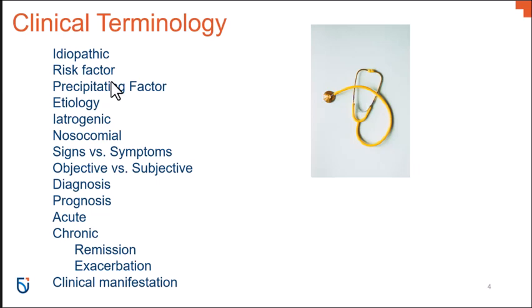Precipitating factor. A precipitating factor is a condition or event that causes or triggers a pathological event or disorder to occur. So for example, an allergen can cause an asthmatic flare-up. The allergen is the precipitating factor that causes or triggers the event, which is asthma.